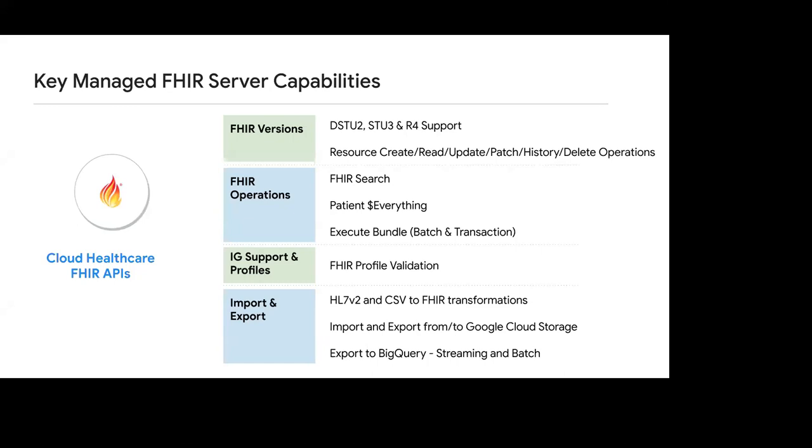For example, HL7v2 and CSV to FHIR transformations, import and export of the data from Google Cloud Storage, which is typically a staging area before data is brought into the FHIR server, and exporting FHIR data to BigQuery, both in streaming and batch, for large-scale analytics and machine learning.